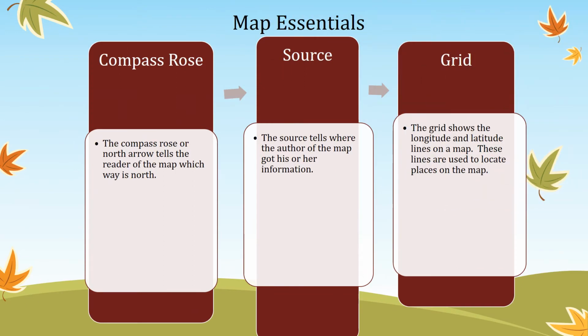Now, boys and girls, we're still on map essentials, and we are down to the compass rose, source, and grid. Let us get into the uses of these essentials. The compass rose tells where north is on the map, and once you know where north is, you can locate south, west, and east. The source tells where the author of the map got his or her information, while the grid shows the lines of latitude and longitude, and these lines are used to locate places on the map.